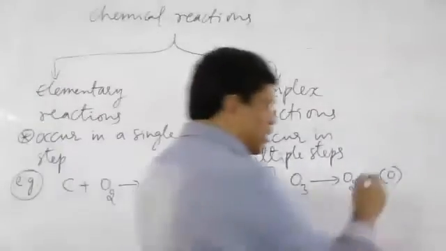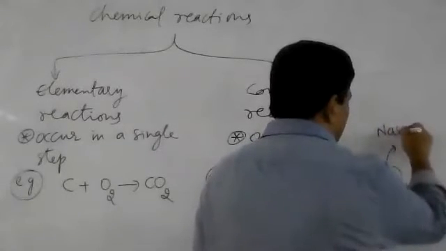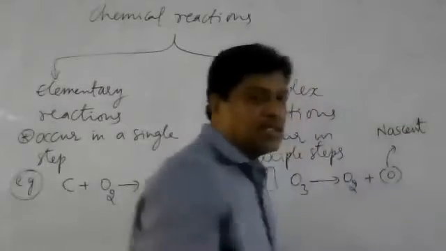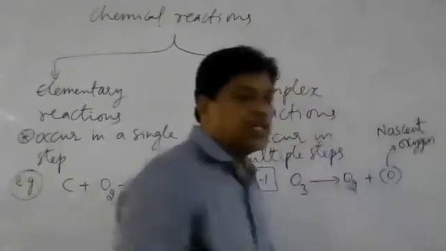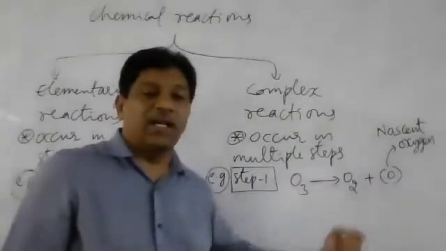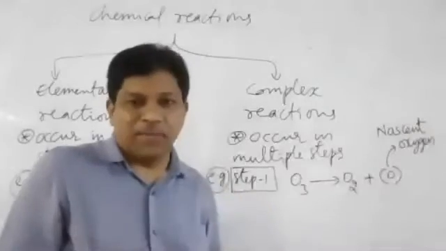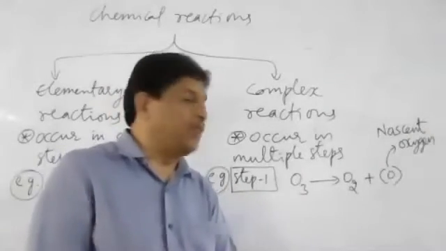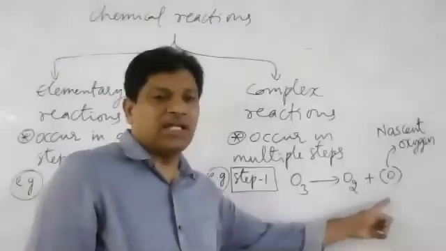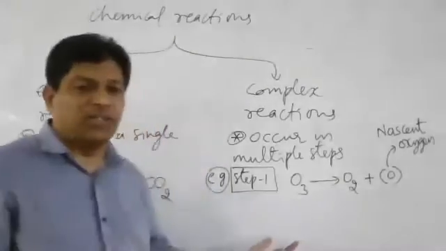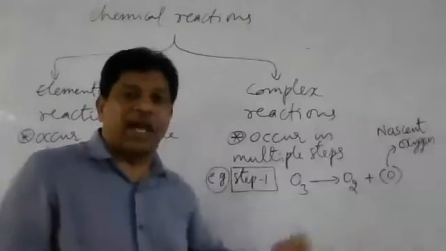O is called what here? Nascent oxygen. N-A-S-C-E-N-T. Nascent oxygen is highly reactive, which is called a newly born oxygen atom here. This oxygen is very reactive. That's why we have placed it within parentheses. So O3 first dissociates into O2 and O.